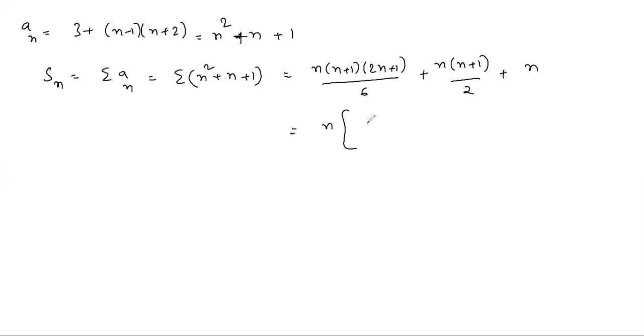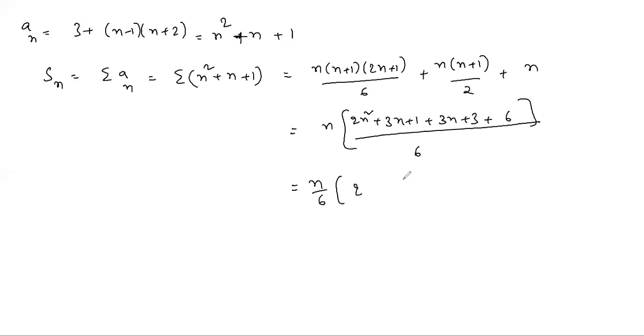By multiplying, n plus 1 into 2n plus 1 is 2n square plus 3n plus 1, and the LCM is 6. 3 times n plus 1 is 3n plus 3, plus 6. So n by 6 into 2n square plus 6n plus 10. We can cancel 2. So n by 3 into n square plus 3n plus 5.